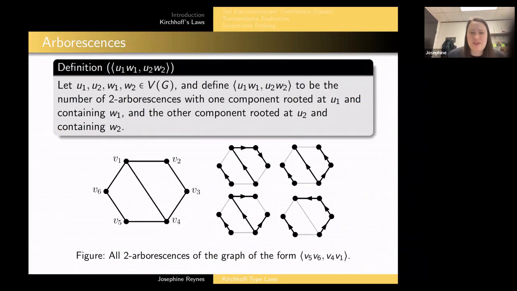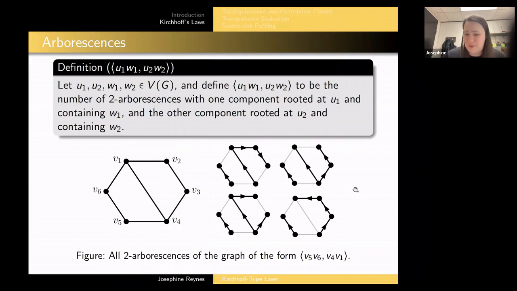And so first I'm going to define this interesting bracket notation. If you have 4 vertices in a graph, we define this bracket [U1, W1; U2, W2] to be the number of 2-arborescences with one component rooted at U1 containing W1 and the other rooted at U2 containing W2. So here we have that graph on 6 vertices again.